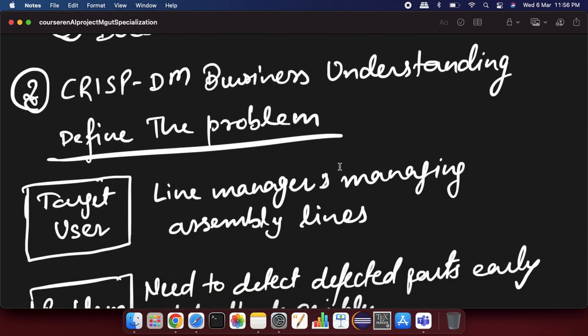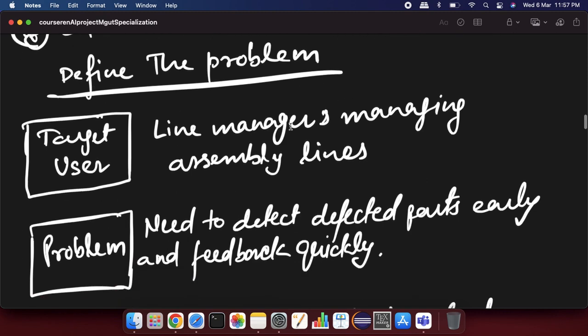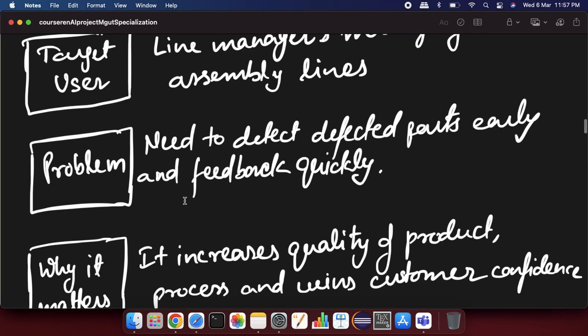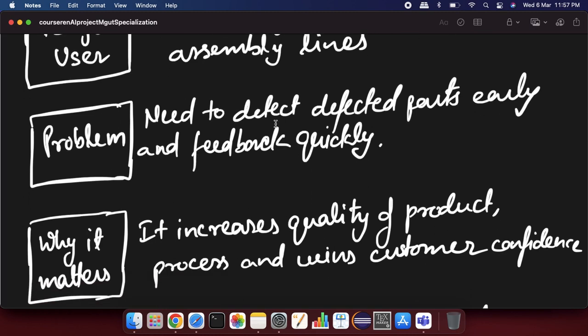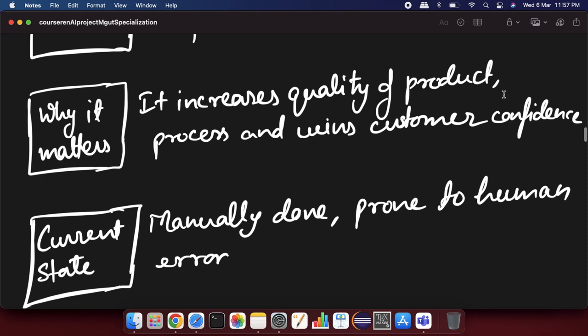The second criteria talks about CRISP-DM business understanding, in which we have to cover these aspects. First is define the problem. The target user for this problem is line managers who are managing the assembly line. The problem we are trying to solve is the need to detect defective parts early and feed back quickly. Why it matters: it increases the quality of the product and process and wins customer confidence.